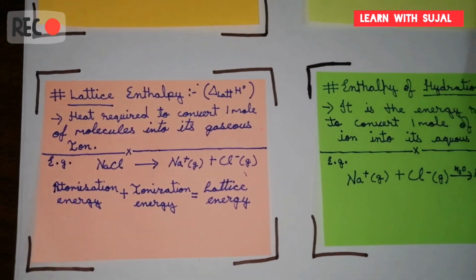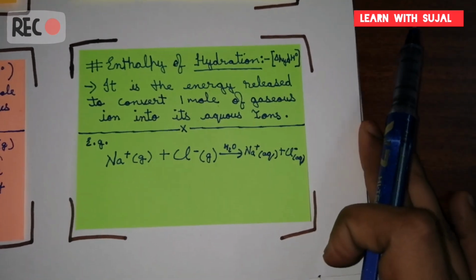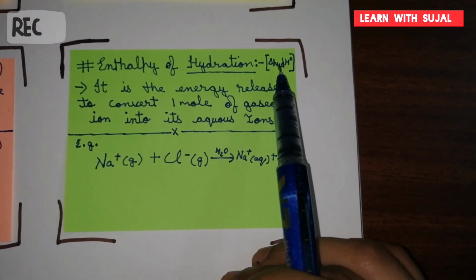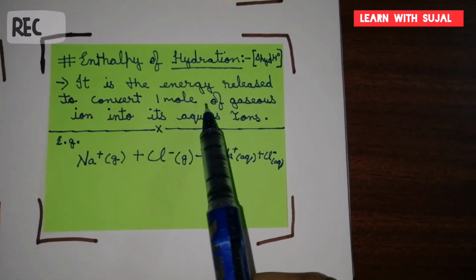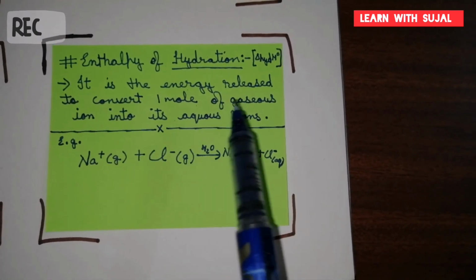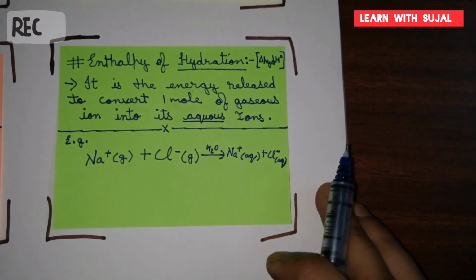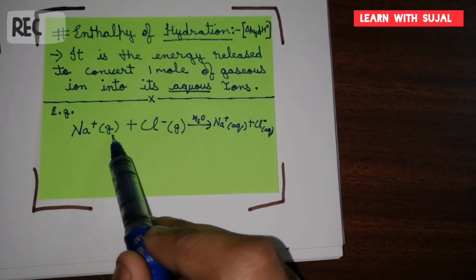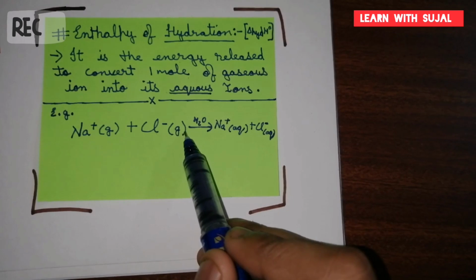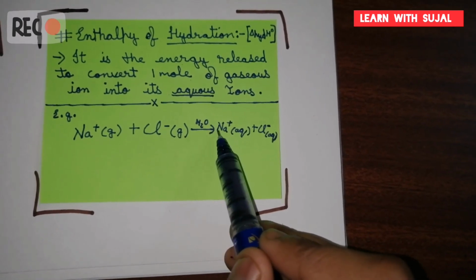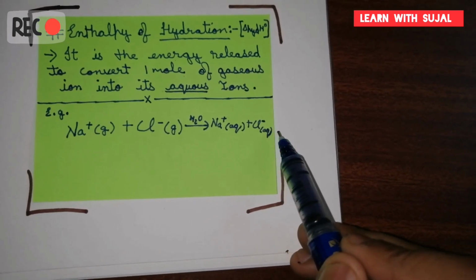Another one is the enthalpy of hydration. It is the easiest enthalpy, denoted by delta H hydration. It is the energy released to convert 1 mole of gaseous ions into aqueous ions. Aqueous means it is for water. So Na positive cation in gaseous level plus Cl negative anion in gaseous level, when we add water, gives Na positive in aqueous level plus Cl negative in aqueous level.